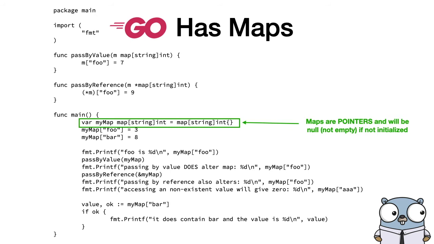Now the interesting thing about maps is that even though they don't have a pointer star on them, they actually act as pointers. So if you don't give them an initial value, they'll actually start out being nil, not an empty map. So maps start out nil, not as an empty map. You have to give them a starting value. You can set values using a syntax that you're probably familiar with, and you can retrieve values in a similar fashion.